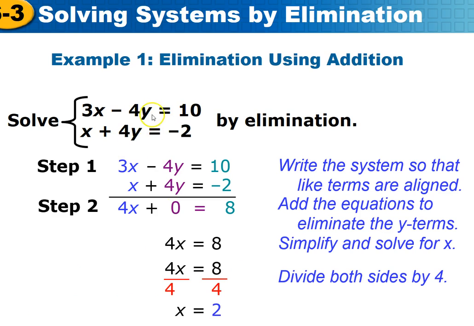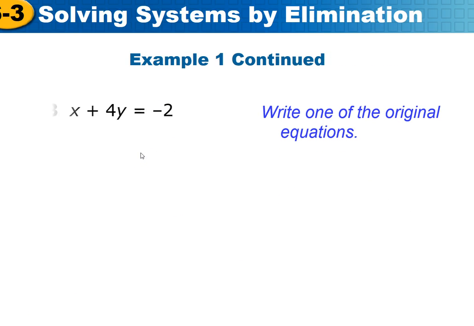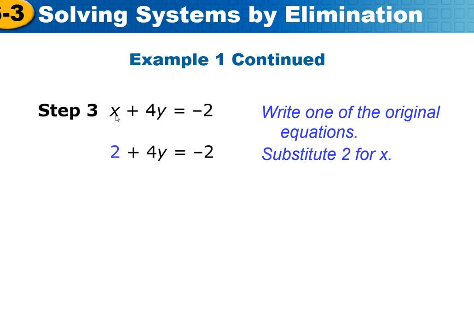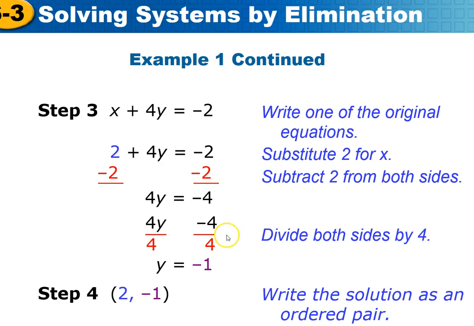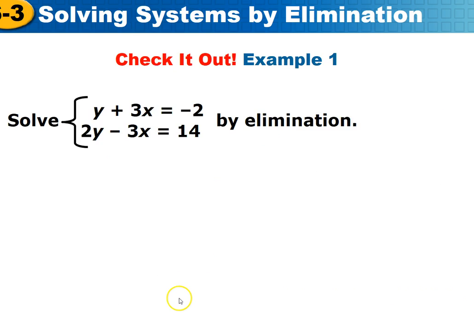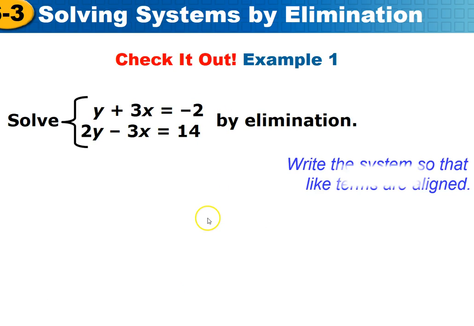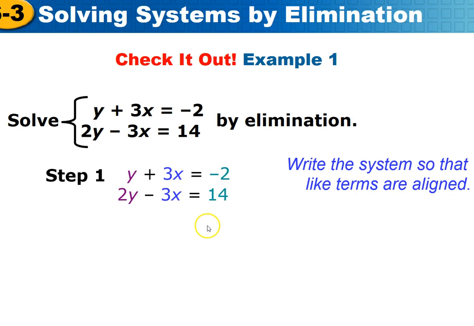Now we're going to start all over. All right, there's one of the original equations, and now we know that x is 2. So we're going to say 2 plus 4y is negative 2. Subtract 2 from both sides. 4 times y is negative 4. Divide, find out that y is negative 1. Write it as an ordered pair. There's x and y.